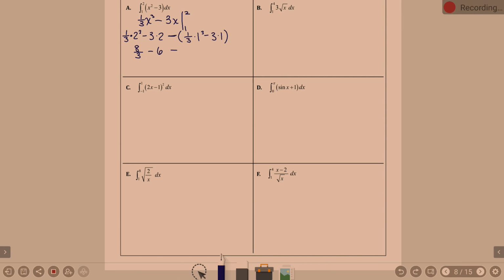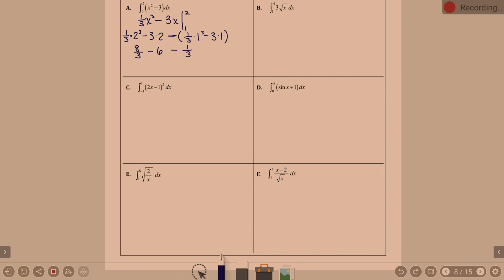Now we can be fancy here. 1 cubed is 1, times 1/3 is 1/3. Do you want me to go ahead and drop the parentheses and just say minus 1/3? Yeah. I wouldn't always suggest that, but this one's not bad.